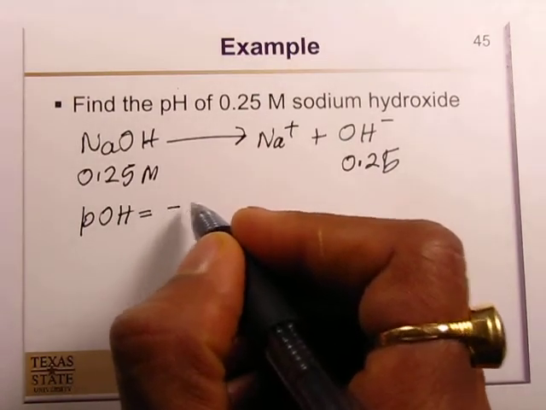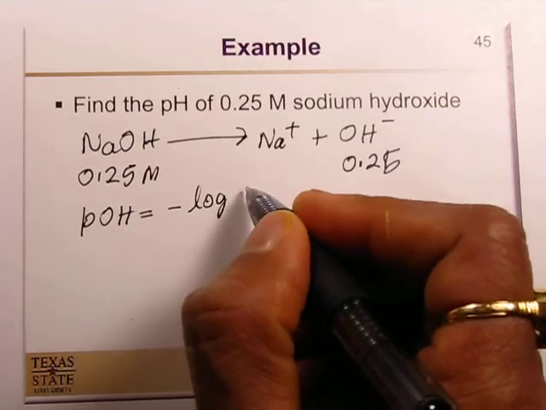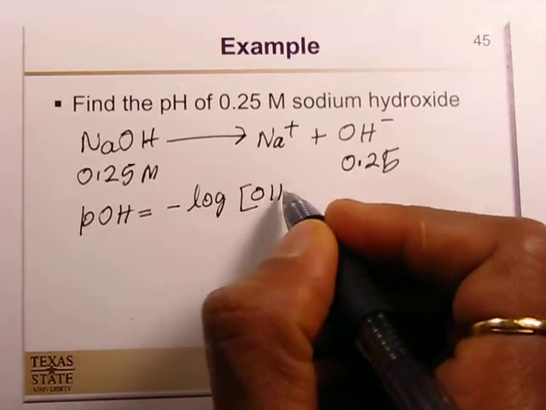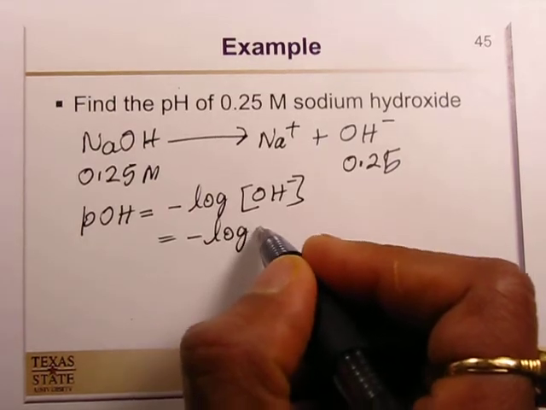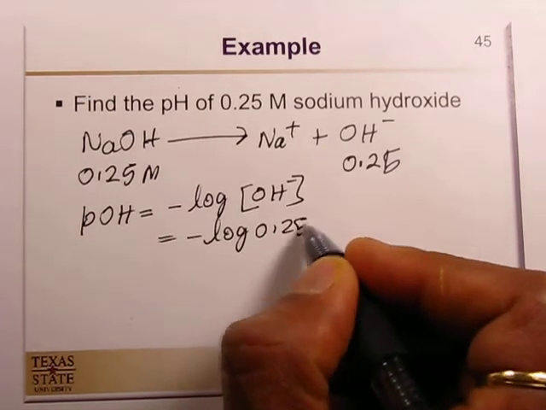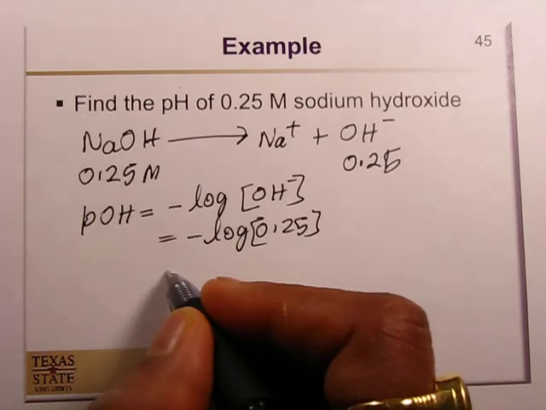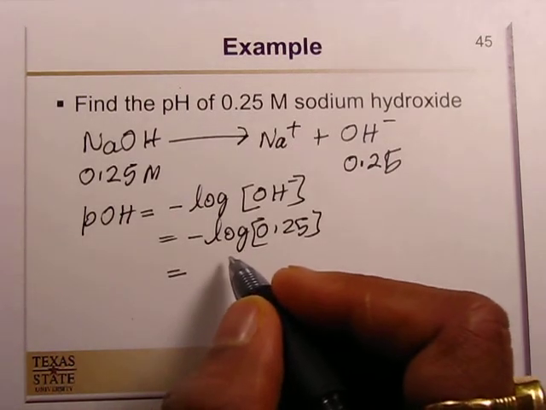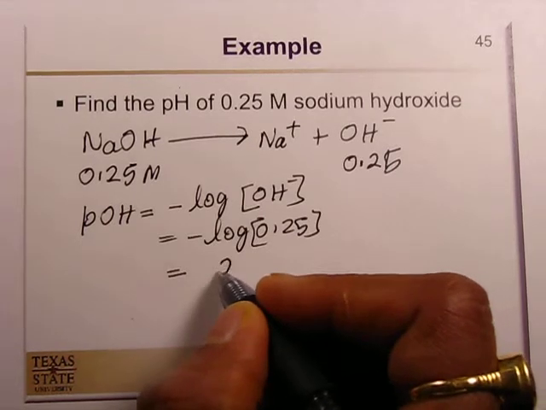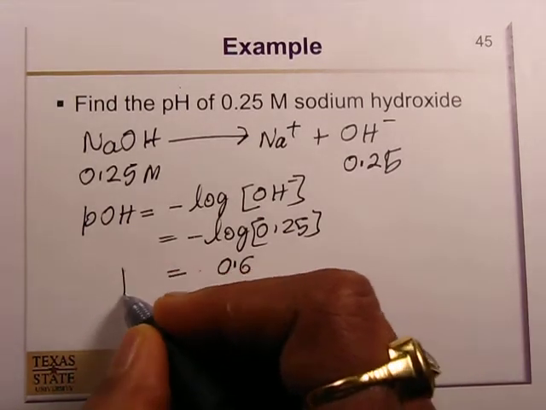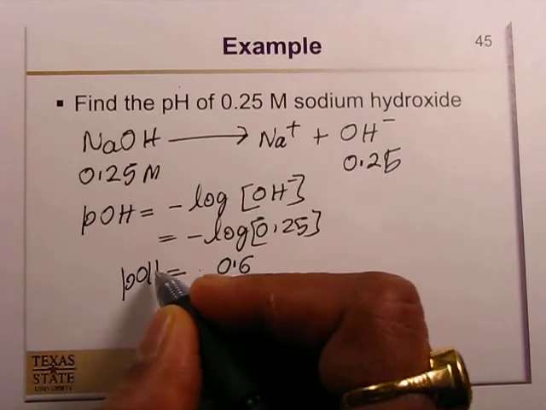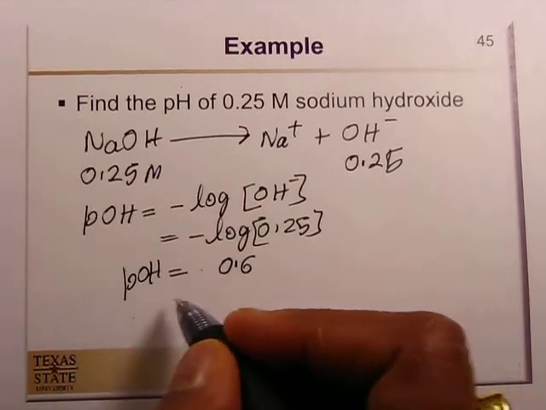So pOH is the negative log of the hydroxyl ion concentration, which is the negative log of 0.25, and that comes to around 0.6. So the pOH for this solution will be 0.6. You can just double-check the calculation.